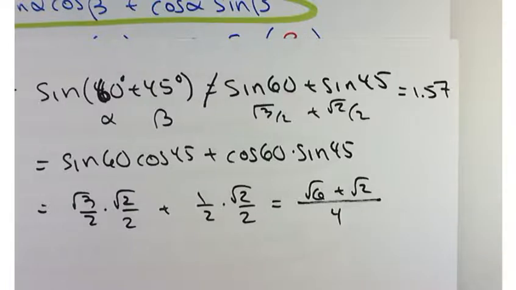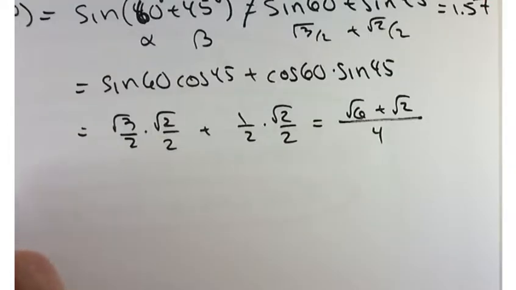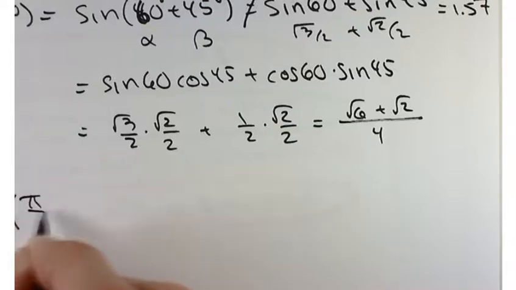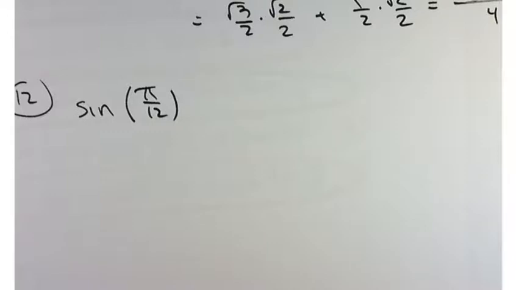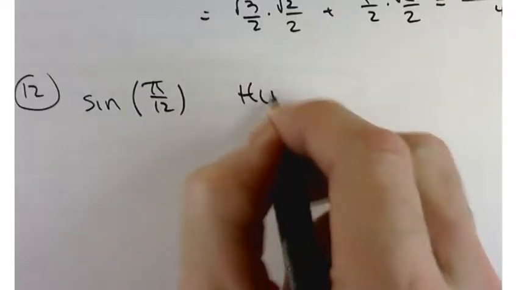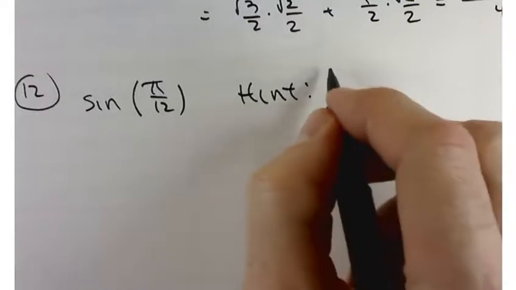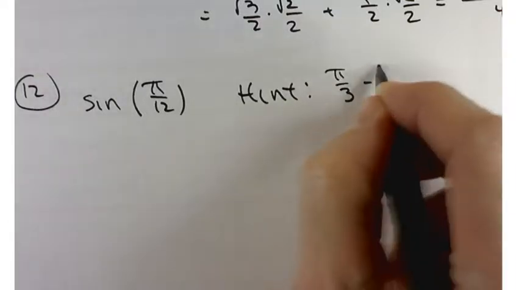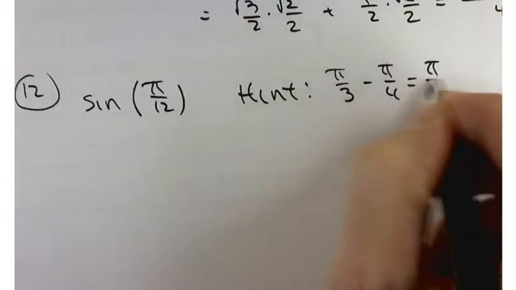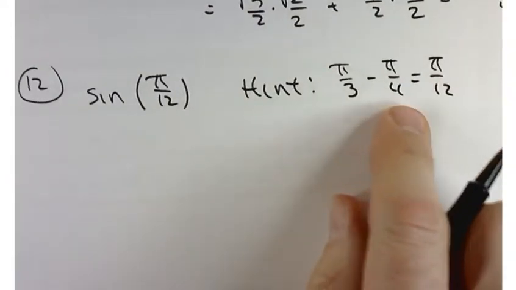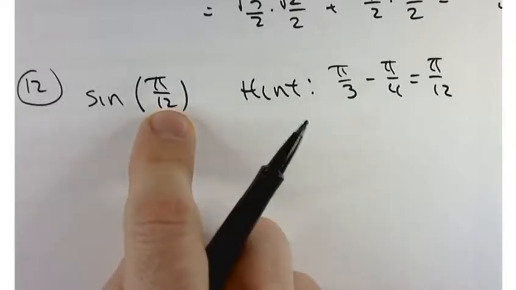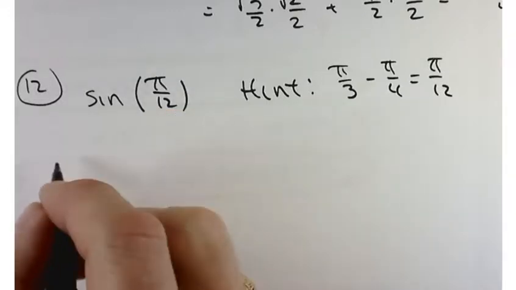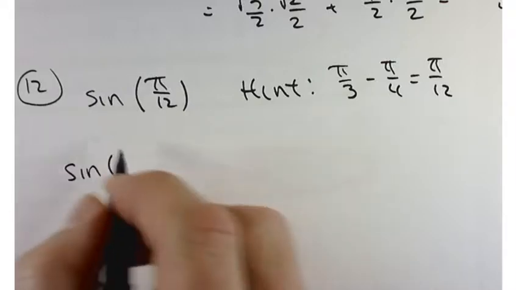Let's try a different one. Problem number 12. Sine of pi over 12. Now on exams, I'll usually follow this with a hint. And the hint might be something like, gee, pi over 3 minus pi over 4 equals pi over 12. If you work this out in degrees, it might be easier to see. I think that's really pi over 12, I believe, is a 15-degree angle. But the hint really says use the sine difference formula.